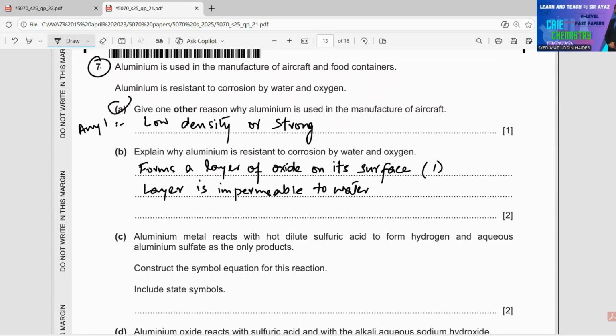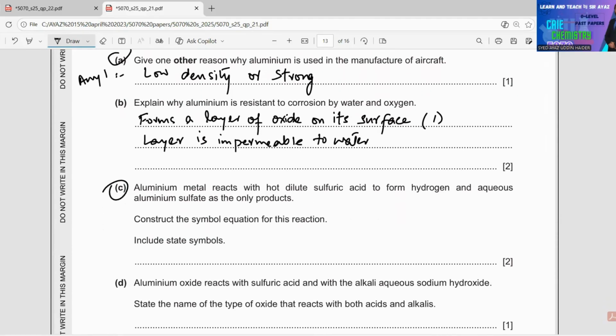Part C. Aluminum metal reacts with hot dilute sulfuric acid to form hydrogen and aqueous aluminum sulfate as only products. Construct the symbol equation for this reaction. Include state symbols. Now they want us to construct the equation and you have to mention the state symbols also. For aluminum, it's a metal that exists in the solid state, so I will use s for aluminum. For acid, we'll use aqueous. Formula for sulfuric acid is H2SO4, so you'll write H2SO4 aqueous. For the product, you will be getting hydrogen gas, so I will use g for H2.